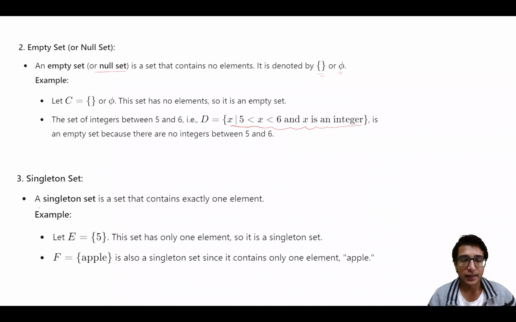Singleton set. A singleton set is a set that contains exactly one element. So there is only one element inside a singleton set. That means if I was to represent its cardinal number for a singleton set, my n of any set A would always be equal to 1. And for an empty set, my n of any set A would always be equal to 0.